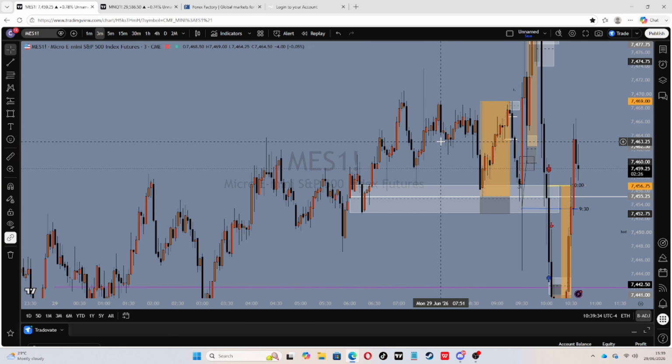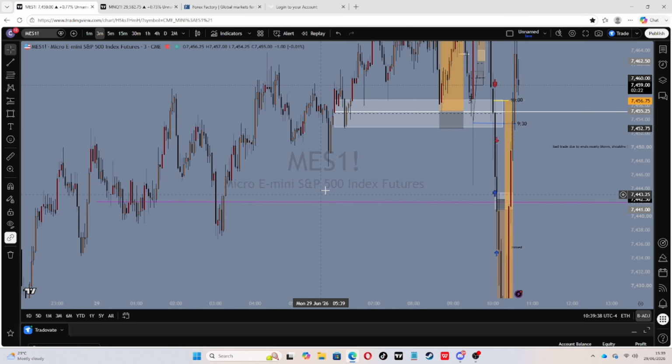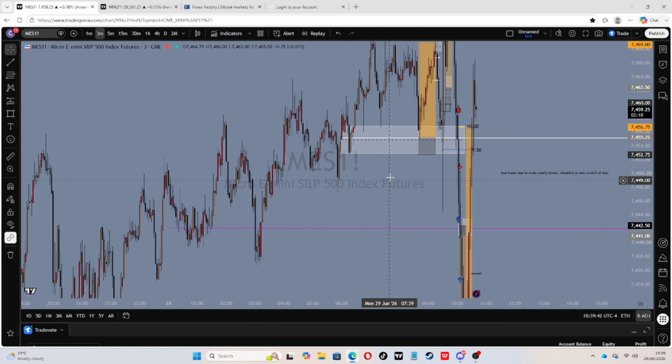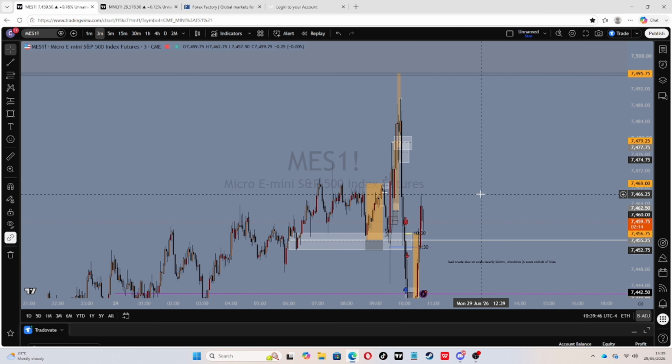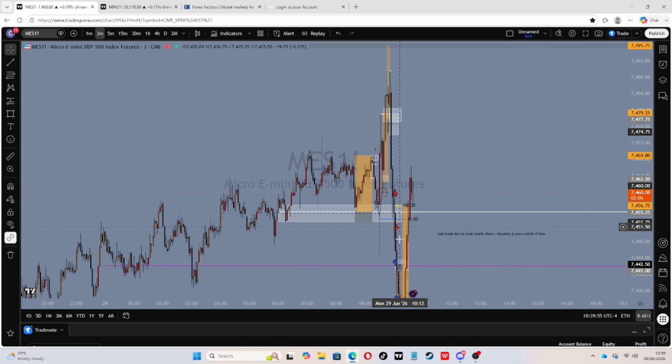But let's see. We marked our true day open. It got hit in London, but my bias was bearish. My bias was bearish today. We got this huge manipulation up. That means I want to see a distribution to the downside of 10 a.m., which is what we got.